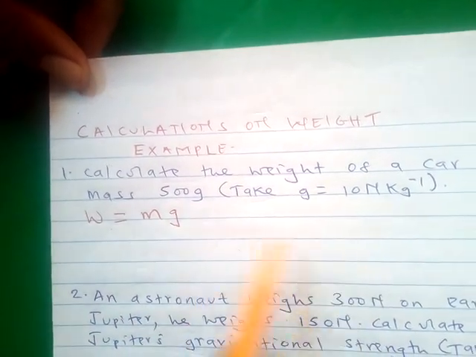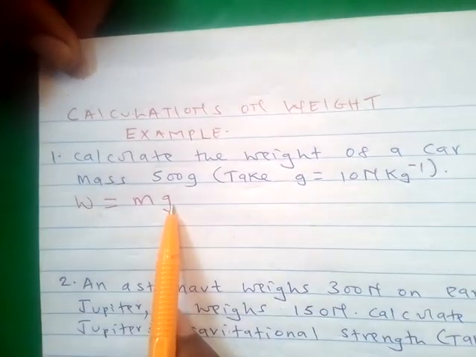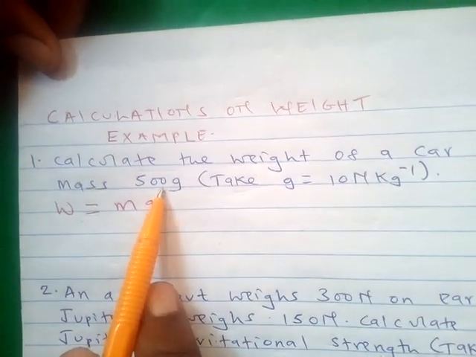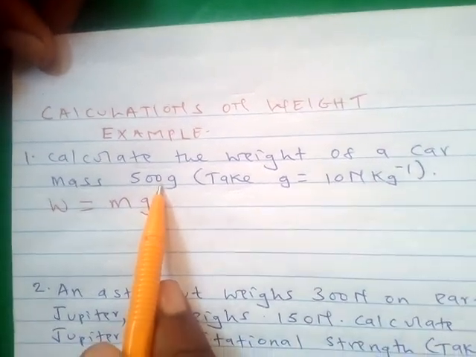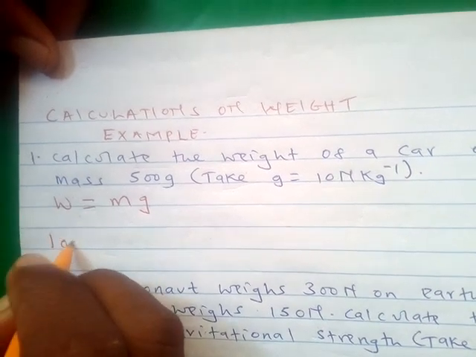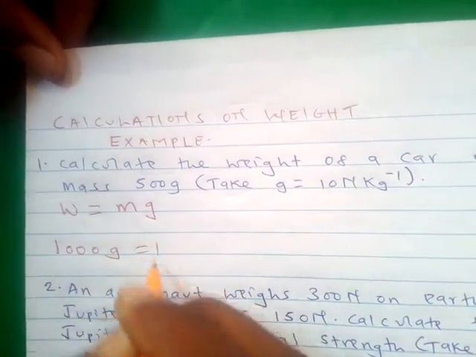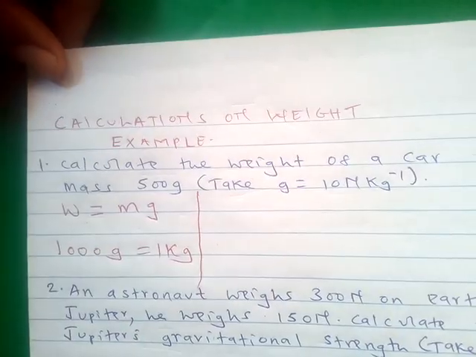But remember, for us to find the weight, we need to express all quantities in their SI units. So we said that the SI unit for mass is actually kilogram. So that means we have to convert 500 grams into kilogram first. So we know that 1,000 grams is equal to 1 kilogram.